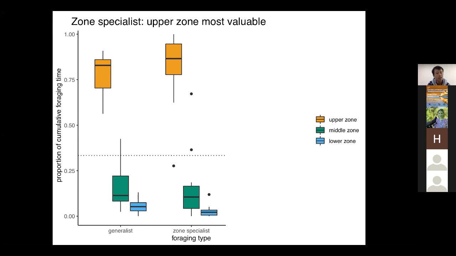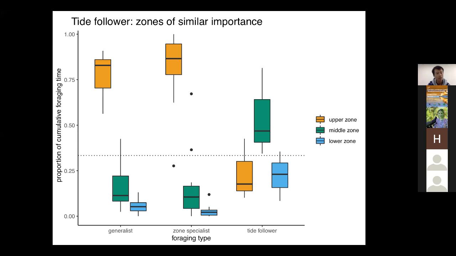And similarly, the upper tidal flat is also the most important segment for upper zone specialists, which should be quite evident because that's basically the only area they use. The only exception is tide followers. These three different parts are used relatively equally for tide followers because they're just following the tide. They don't stay at a specific segment for an extended period.